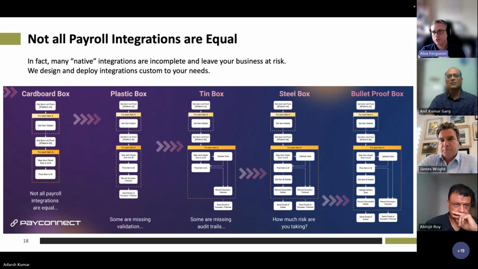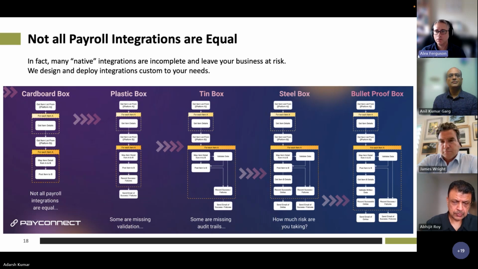From the most simple of integrations on the left-hand side, we'll call it the cardboard box. It is the cheapest possible integration that you could build. Gathering data from your HR platform and putting that data directly into payroll. But one of the challenges with this particular approach is that we have some level of missing validation. Is the data correct? Is the data that we're populating into that payroll solution actually the right data?